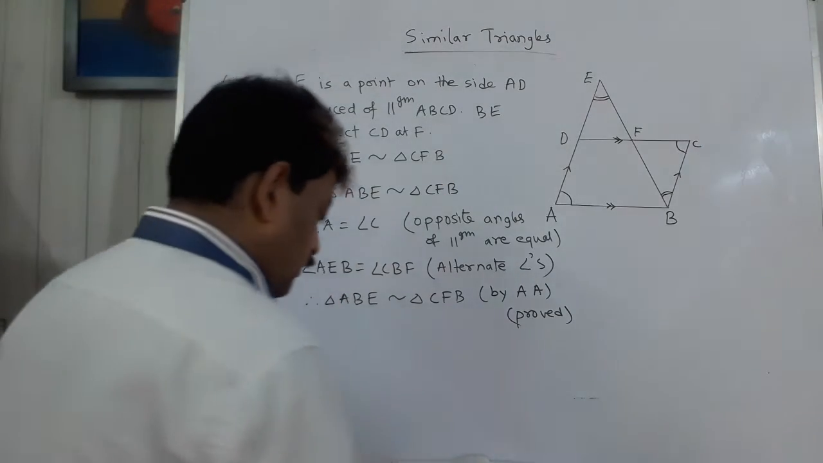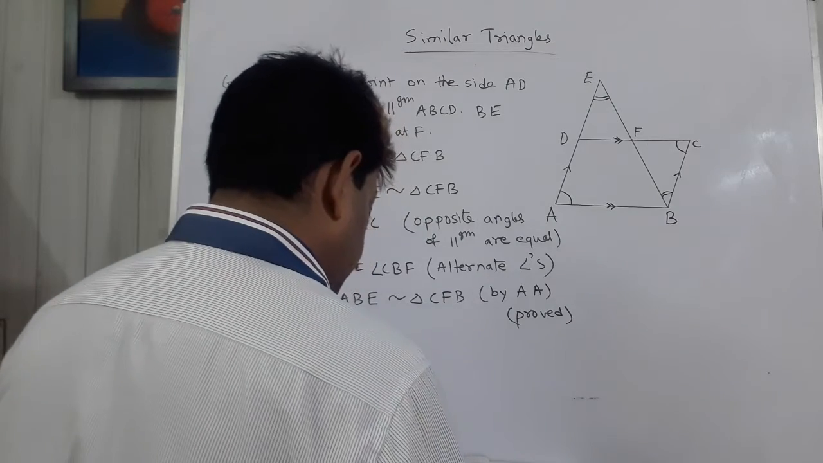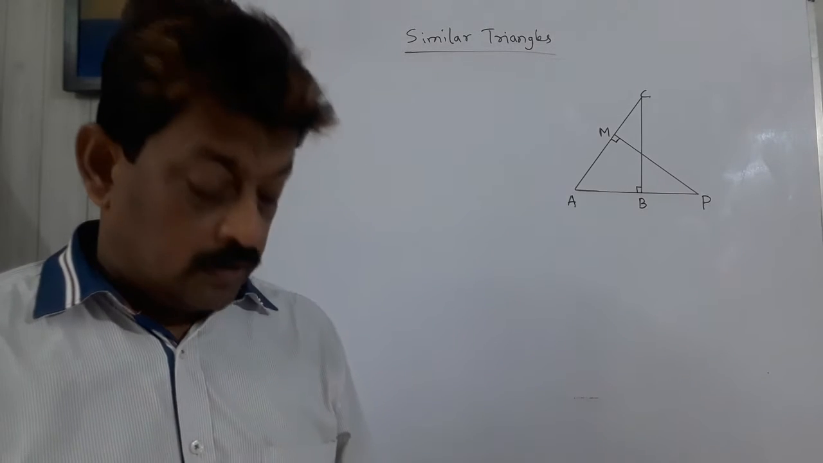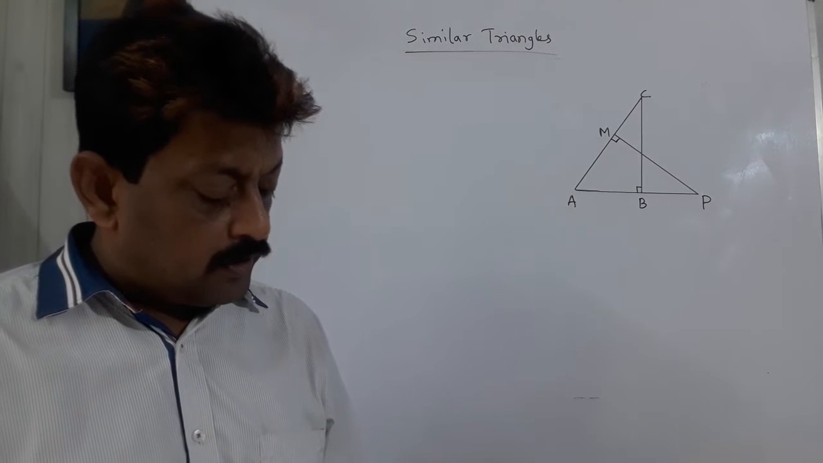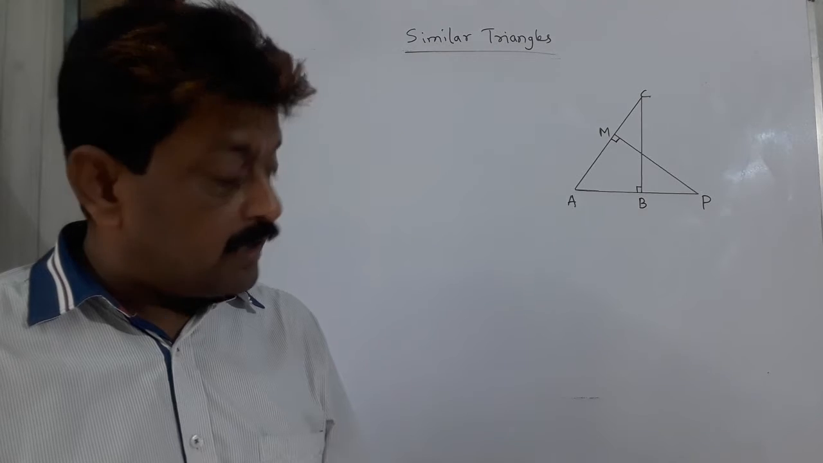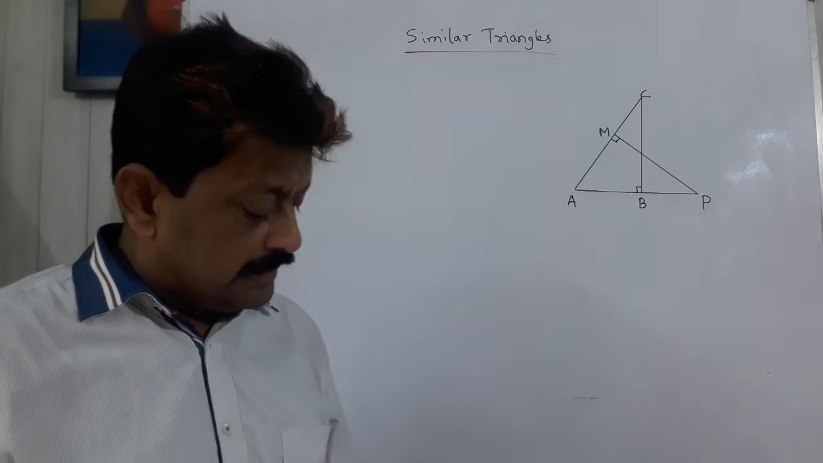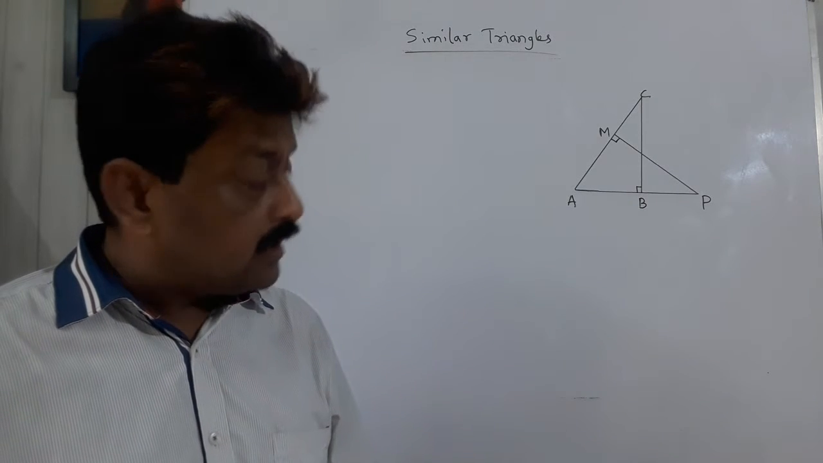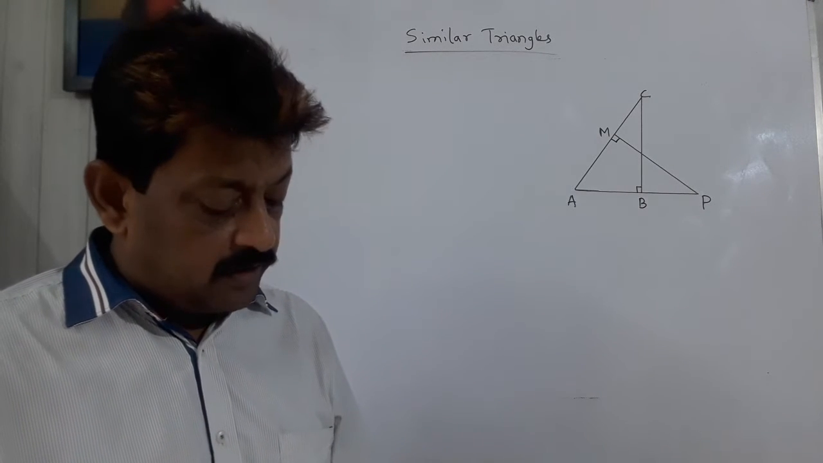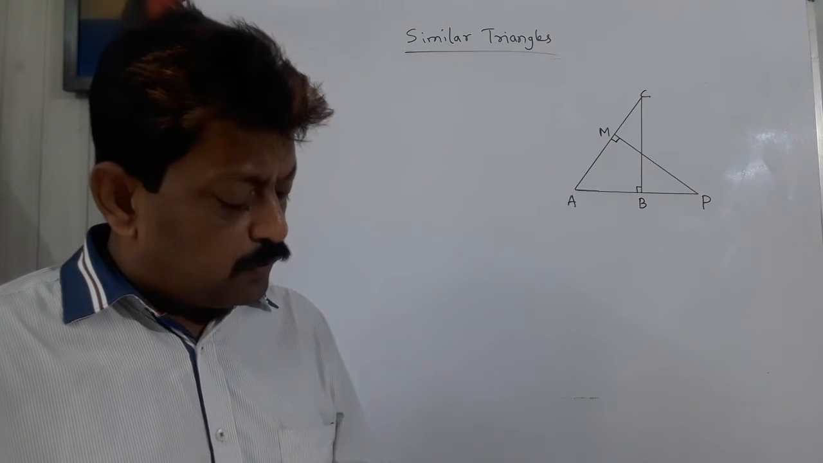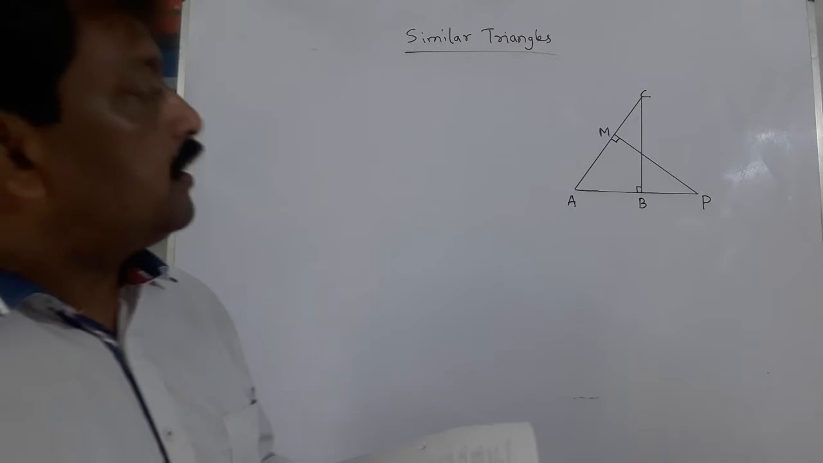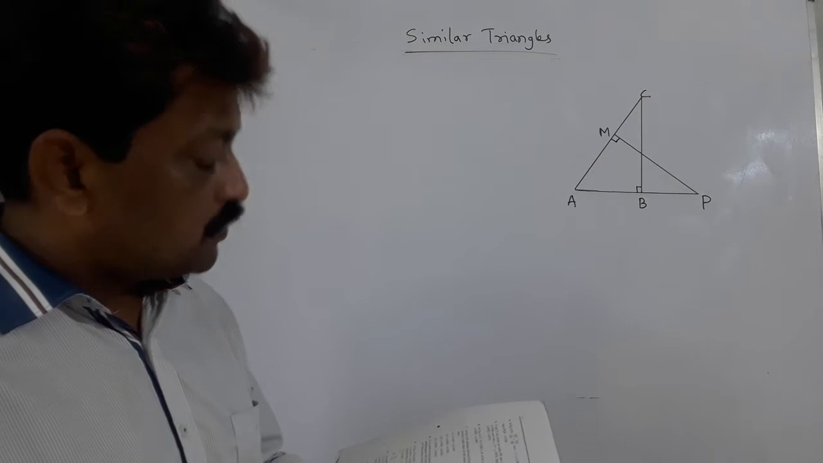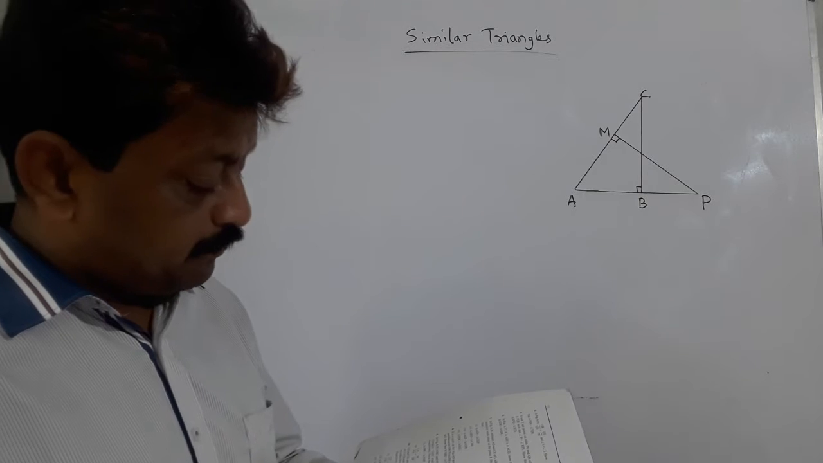Okay, next question. So here is the next question. It is given that ABC and AMP, see the figure, are two right triangles, right angled at B and M respectively. We have to prove that triangle ABC is similar to triangle AMP, and we have to prove that CA upon PA is equal to BC upon PM.